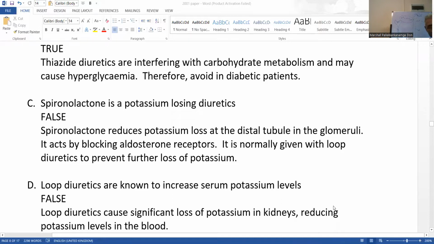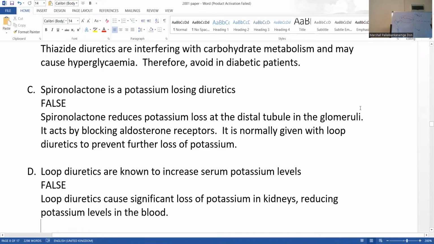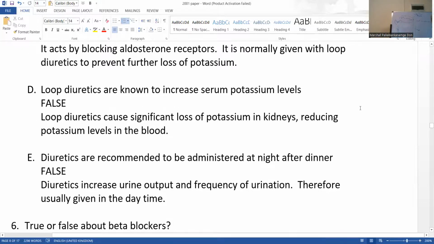D. Loop diuretics are known to increase serum potassium levels. That is false. As I said here, loop diuretics like furosemide will lose potassium from blood.